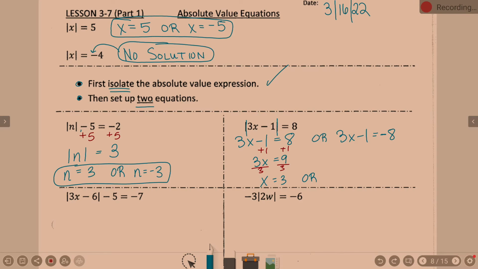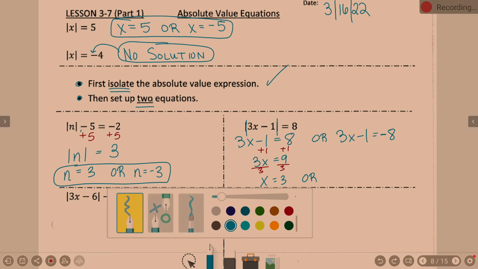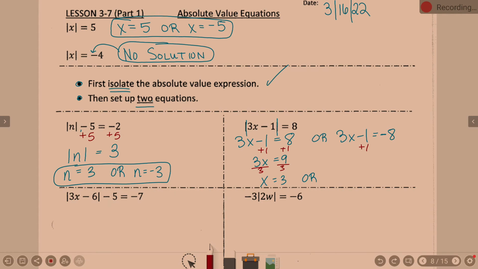Same steps as last time. If it's 3x minus 1, I am going to add 1. If I add 1 on the left, add 1 on the right.